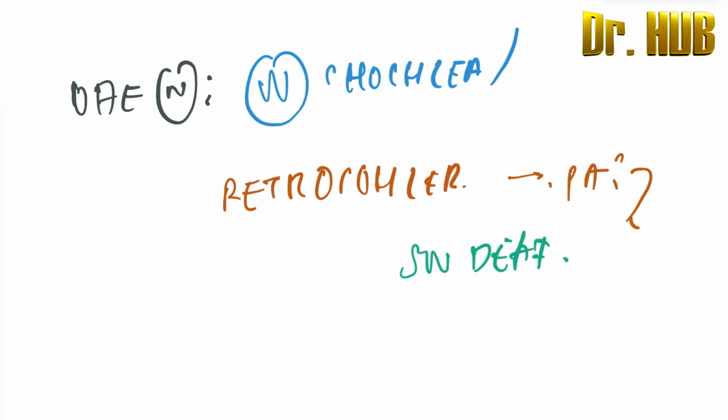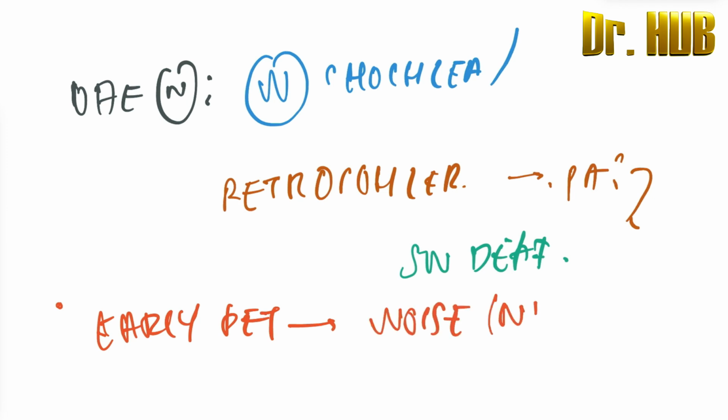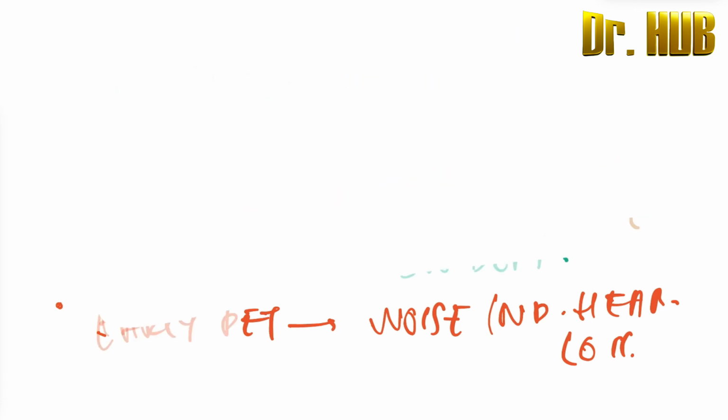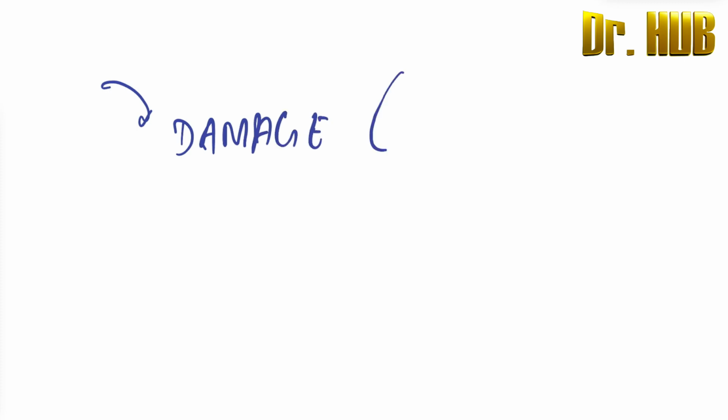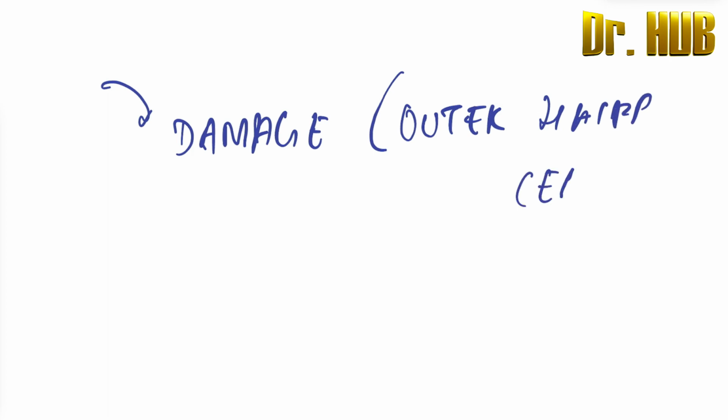The next application is the early detection of noise-induced hearing loss. Since OAEs are generated by the outer hair cells, which are prone to damage by noise trauma, they are very much suited to this.